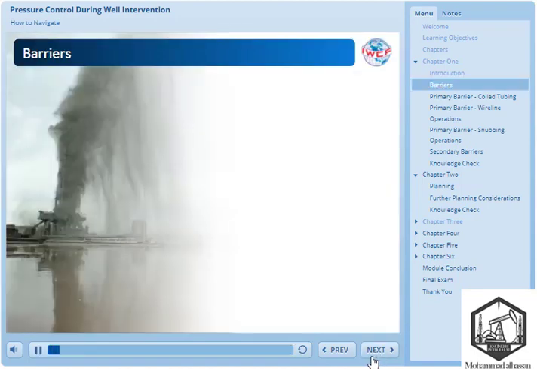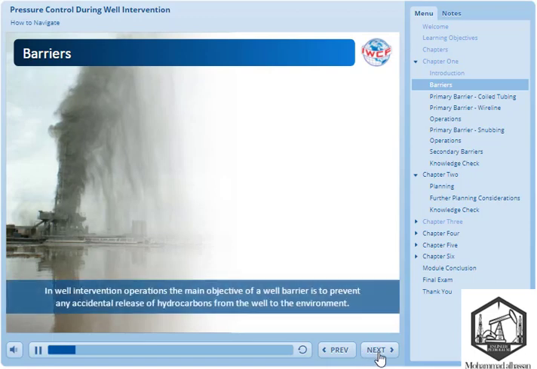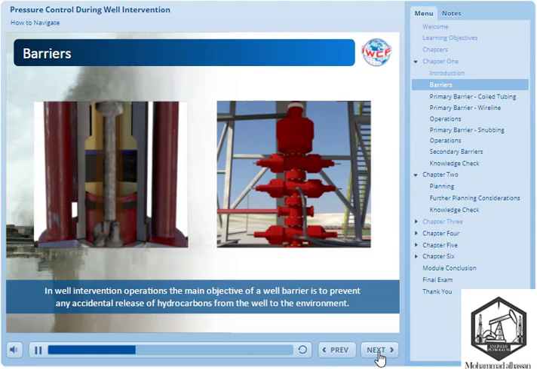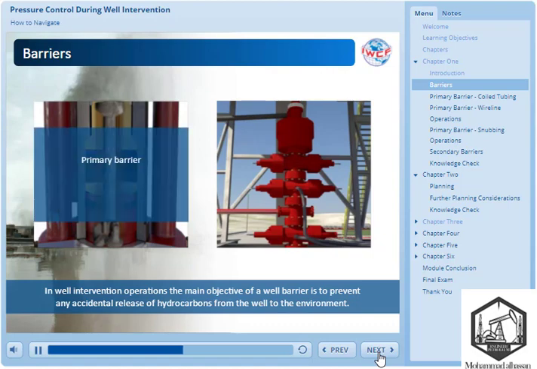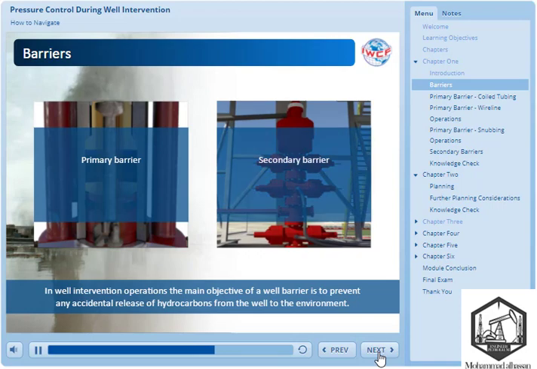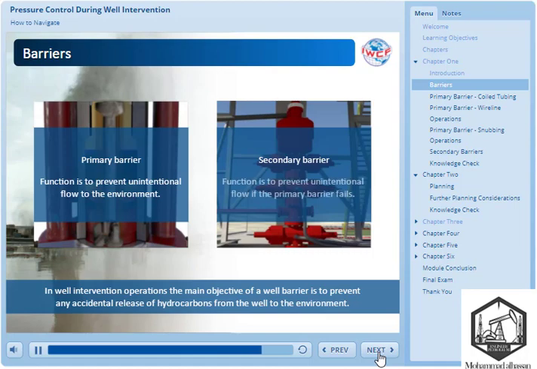As with drilling operations, in well intervention operations the main objective of a well barrier is to prevent any accidental release of hydrocarbons from the well to the environment. There must be at least two barriers in place during well intervention operations. The first level of protection is called a primary barrier. The second level of protection is called a secondary barrier. The primary barrier's function is to prevent unintentional flow to the environment. The secondary barrier is to prevent unintentional flow if the primary barrier fails.